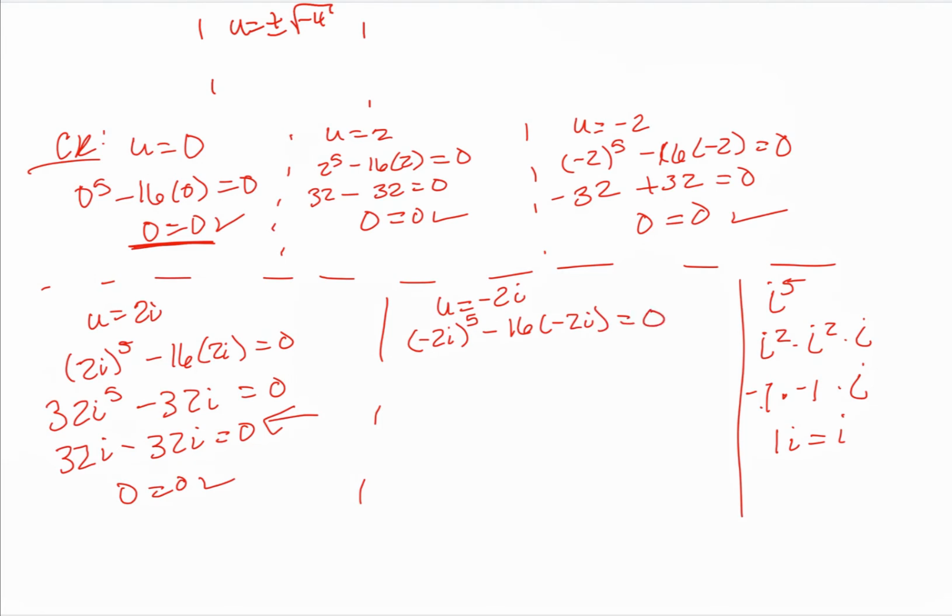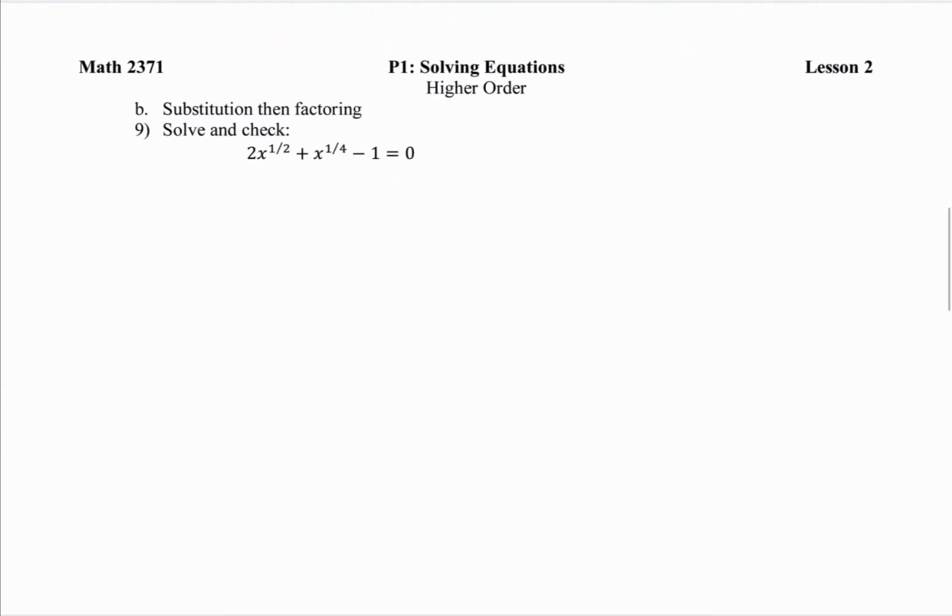All right? So now we have -32i to the 5th plus 32i equals 0. So we get minus 32i plus 32i equals 0. So 0 equals 0. And we're done. Yay! So now let's go on to see how to do the next one. The next one uses substitution.